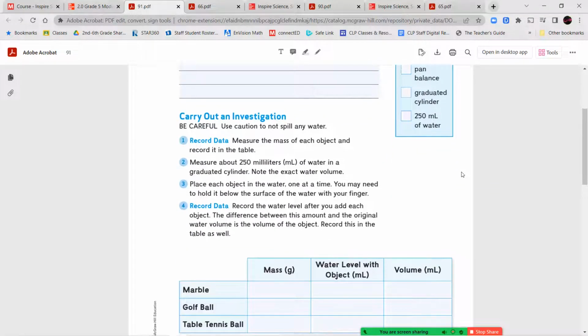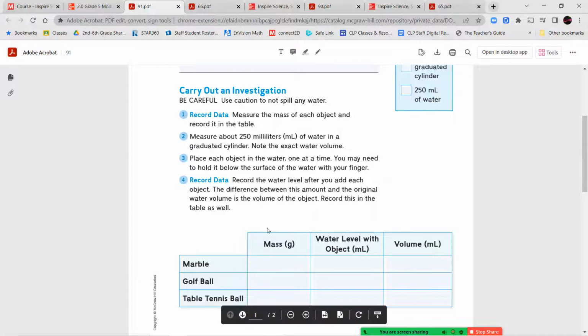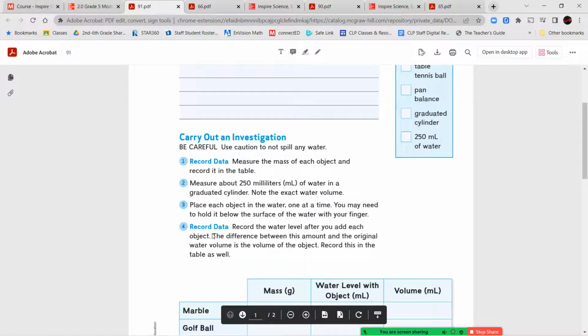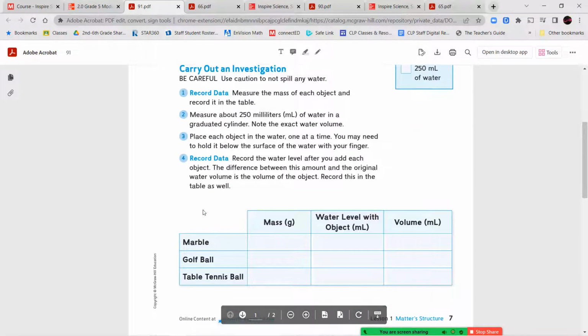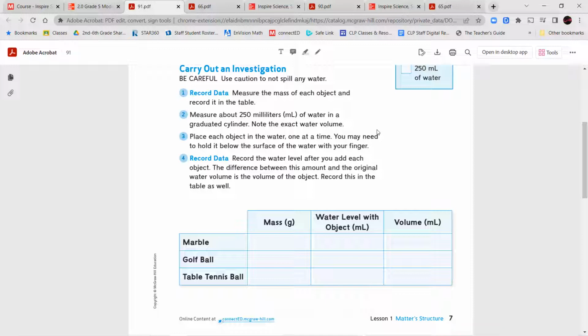So we're going to measure the mass of each object and record it down here in the table. So this is where your pan balance comes in. You're going to measure in grams. Then you're going to put about 250 milliliters of water into your beaker and note the exact water volume. So when you put it in there, just double check, see exactly how much you have there.